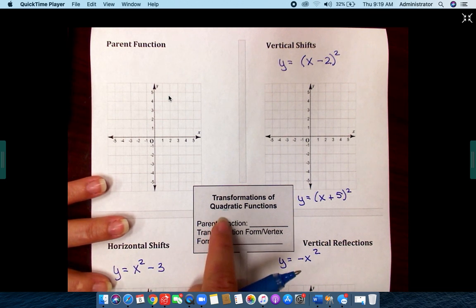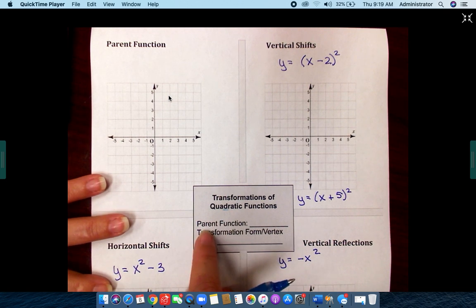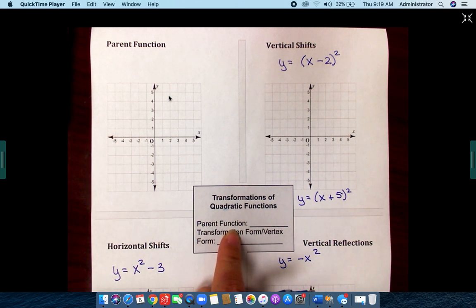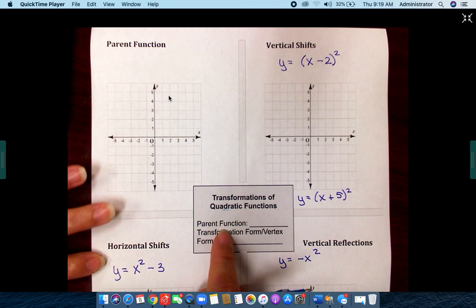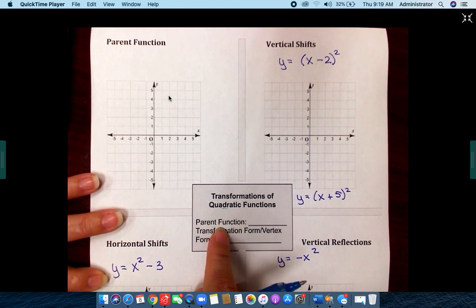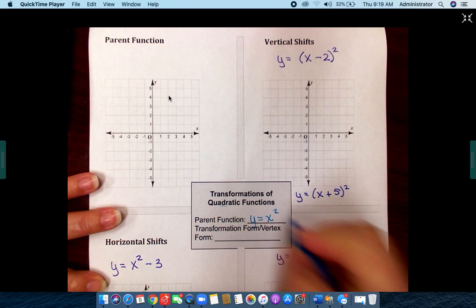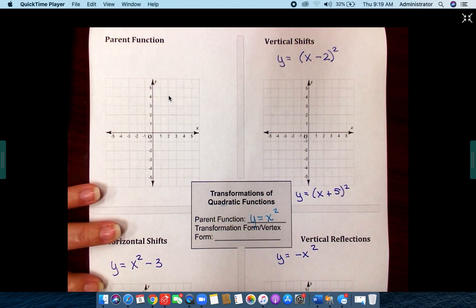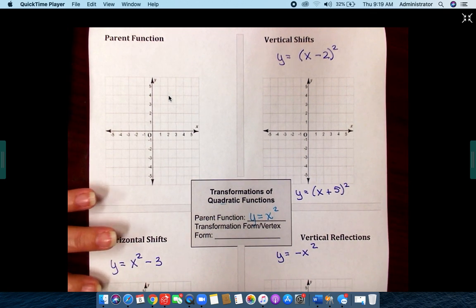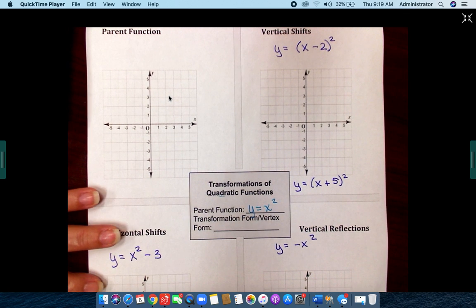So when we talk about graphing transformations of quadratic functions, we are transforming them based on what we call the parent function. So think parents sometimes have babies, and babies resemble the parent. So all parabolas will resemble the most basic parent function, y equals x squared. That is the most basic quadratic function.